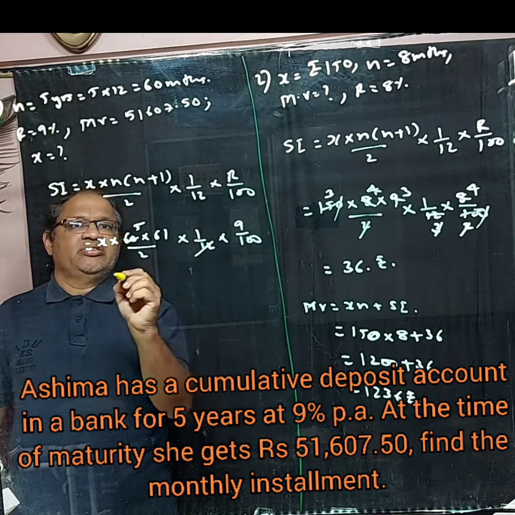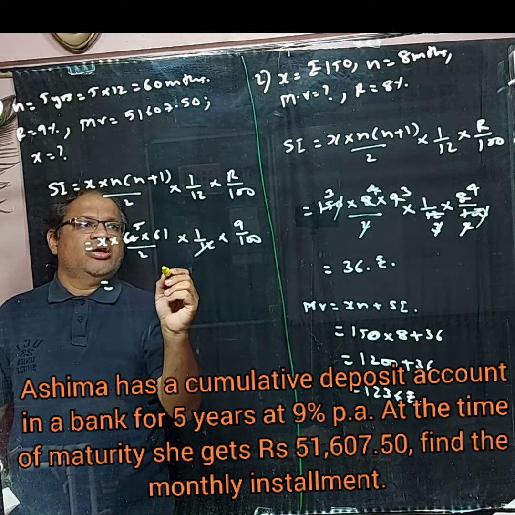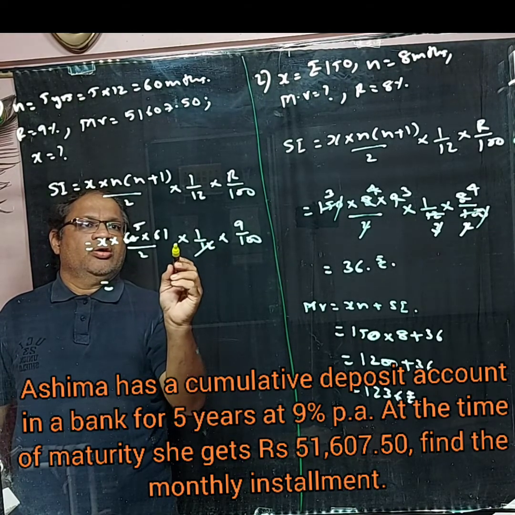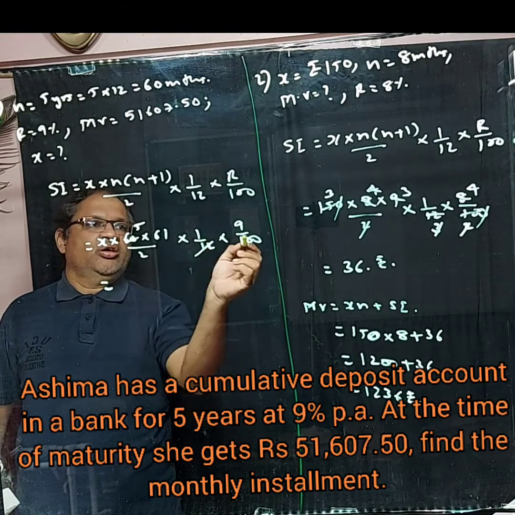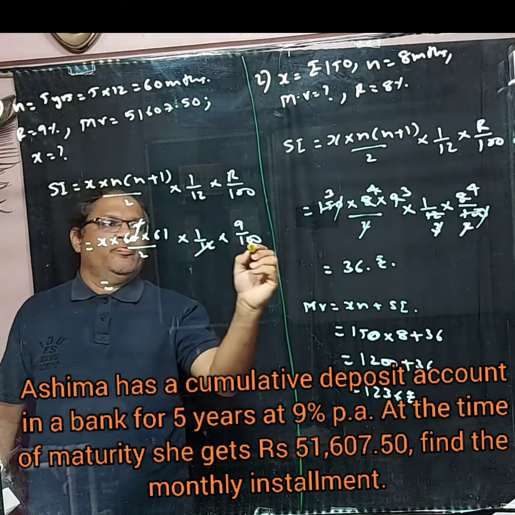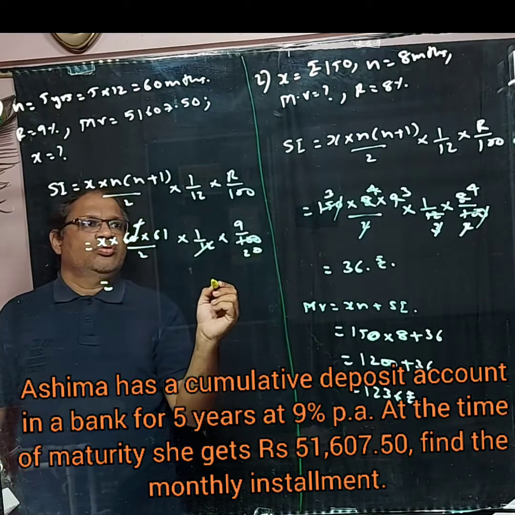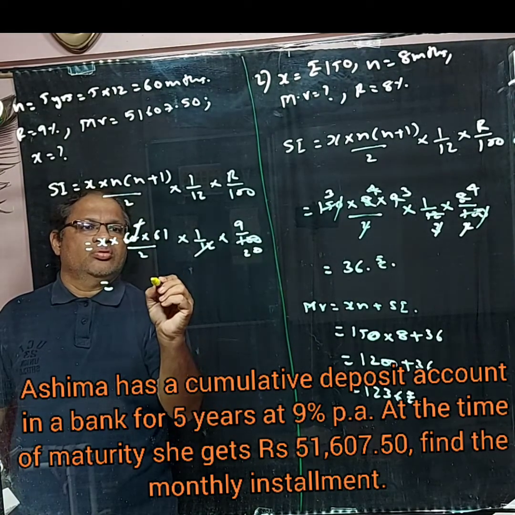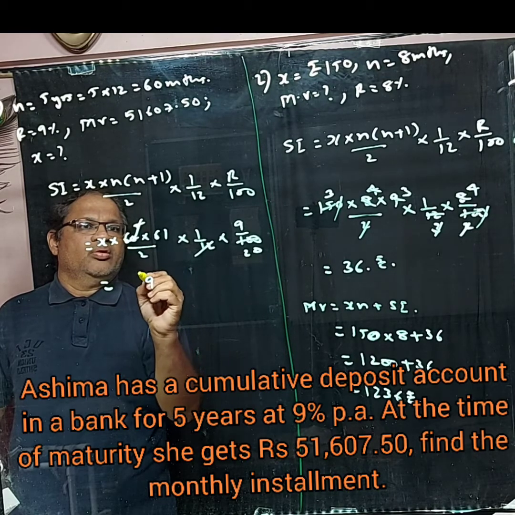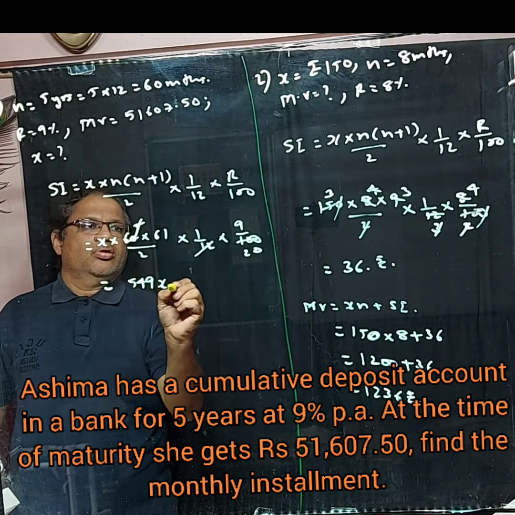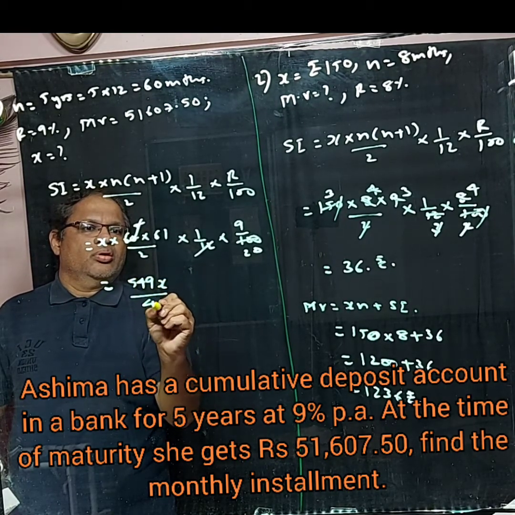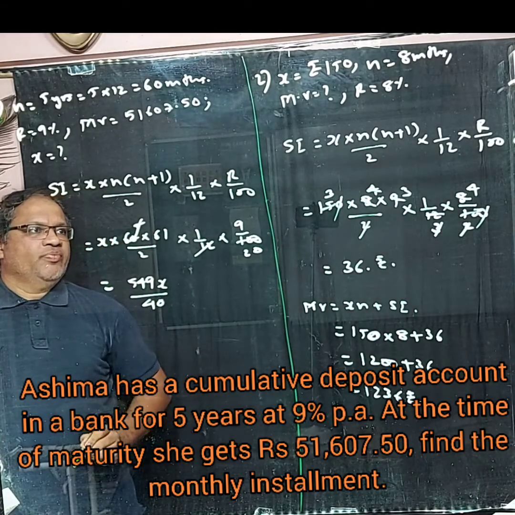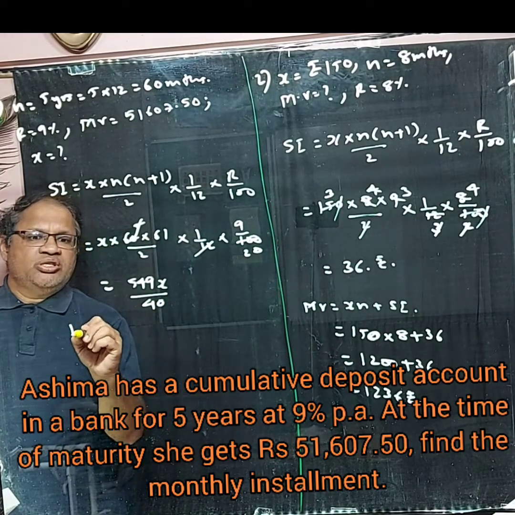Then nothing gets cancelled. So it comes, okay, by 5 this can go. 5 2s are 10. Yeah. So we get it like this. Okay. And then use the second formula.